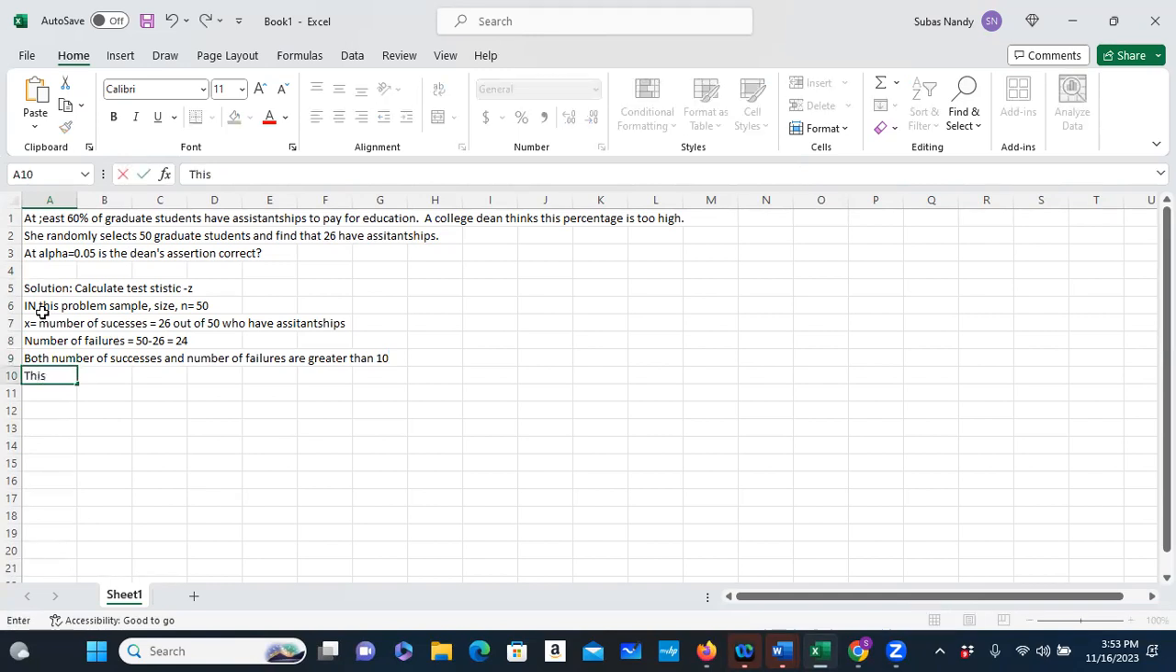This will ensure that the sampling distribution of P hat, which is the sample proportion, is normal.